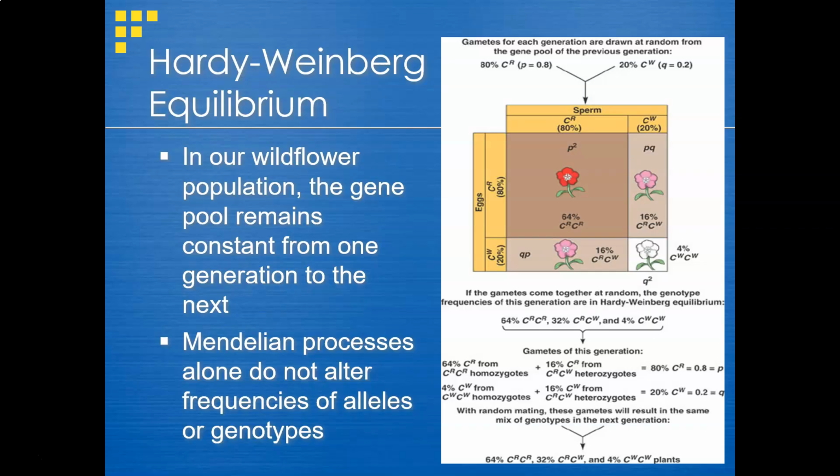So if our wildflower population pool remains constant from one generation to the next, meaning we always stay at that 80-20 ratio, then I know that the only thing contributing to the gene pool is Mendelian genetics, right? Mendelian processes alone can't alter the frequency of alleles, can't alter the frequency of genotypes. And so long as that 80-20 ratio is happening, then the only thing that's going on is simple meiotic division, creating gametes, and then fertilization to make the next generation.